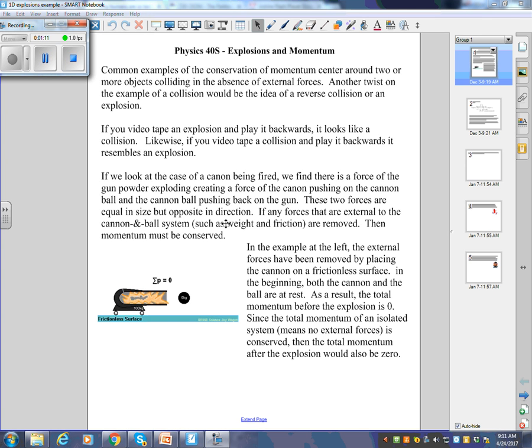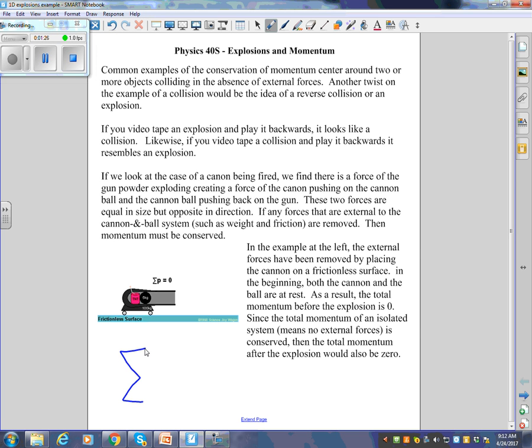If any forces that are external to the cannonball and cannon system, such as weight and friction, are removed, then the momentum must be conserved. What does this mean right here? What is that little symbol, that funny looking thing, the sigma with the P? What does that mean, do you think? It's the Greek letter sigma, and it means sum of. So in other words, the total momentum. A fancy way of saying total momentum. Okay?